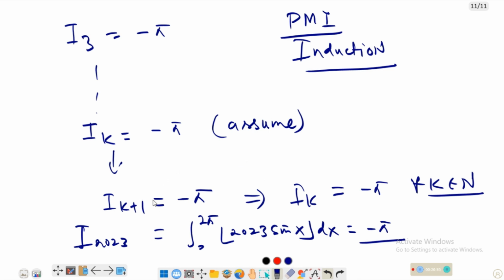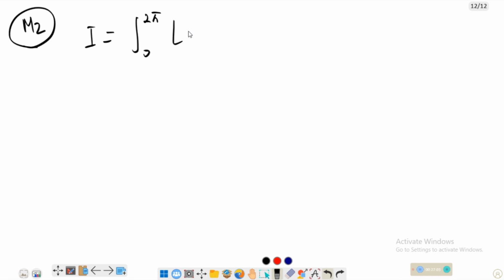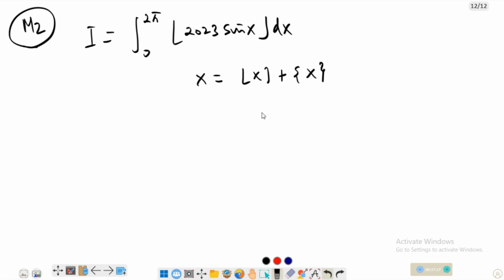Now we come to the second method, how to approach via the fractional part function. So via method 2, I is equal to the integral from 0 to 2 pi of the greatest integer of 2023 sin x dx. We know x is equal to the sum of the greatest integer plus the fractional part function. The graph of the fractional part function is like that.